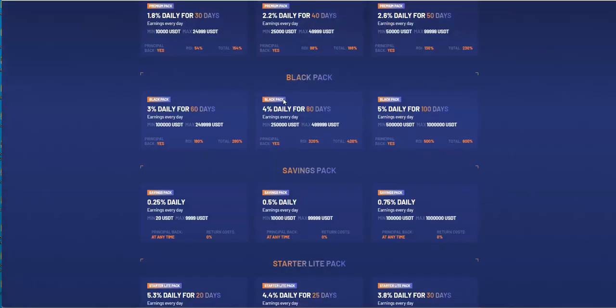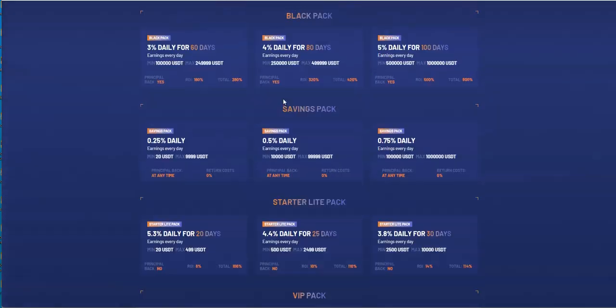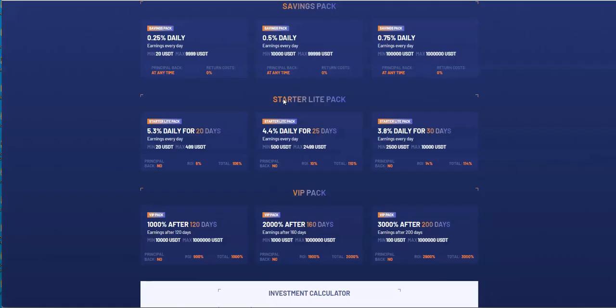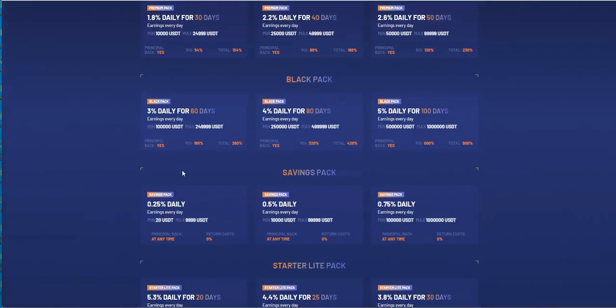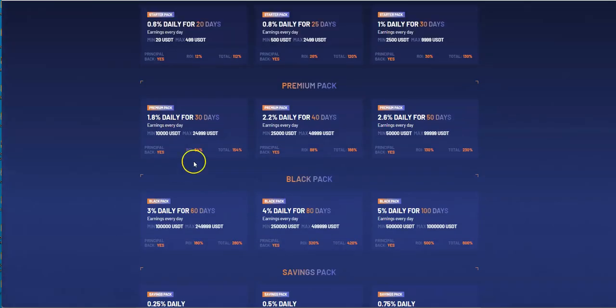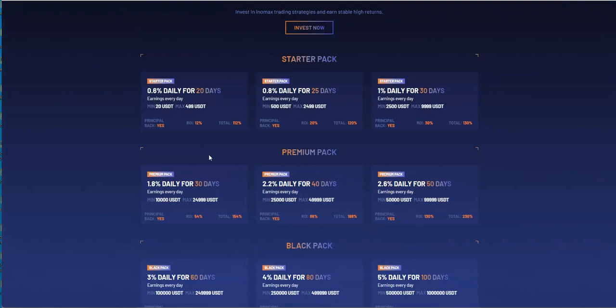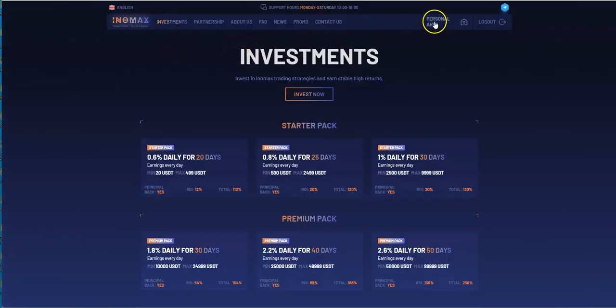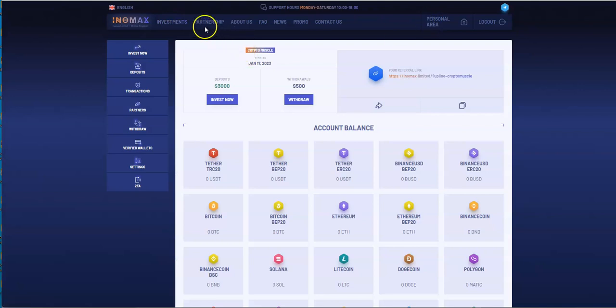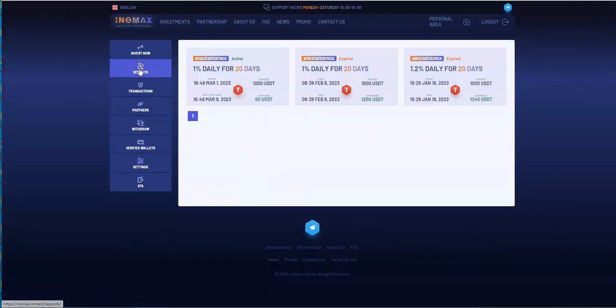Looks like they adjusted the plans again, or maybe I'm looking in the wrong section here. Yeah, because the plans have been adjusted. It looks like there's no flat 1% for 20 days anymore. Look at that. It's been lowered. Very interesting. So they adjust on the fly, because when you look at what I have on deposit, 1% daily for 20 days.